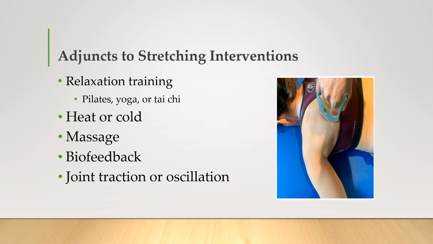And here are some other adjuncts to stretching interventions. Relaxation training, Pilates, yoga, Tai Chi. We can use heat and cold. We can use massage. We can use biofeedback. And then we can also do joint traction or oscillation to help improve range of motion. So these are all adjuncts, right? Things that we can add to our interventions.